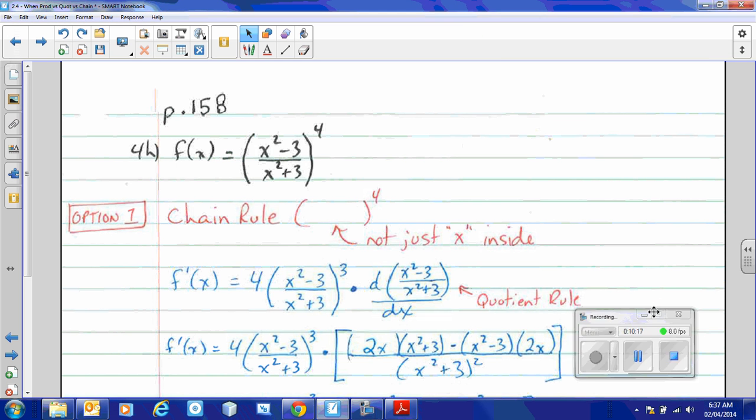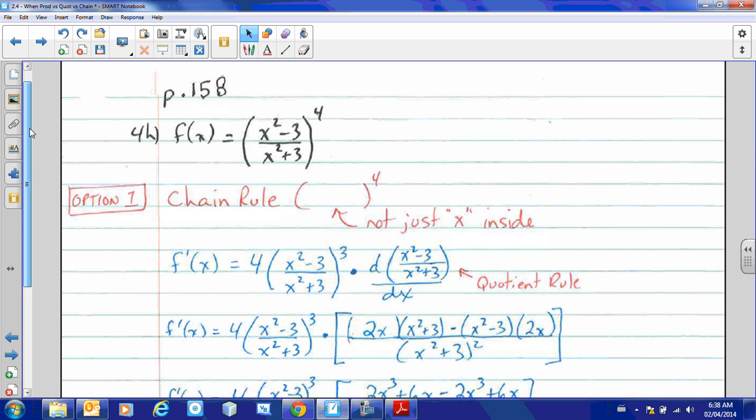Okay, so I took a moment to draw this up on paper. It was a little easier than writing it on the tablet. I'll send you a copy of the PDF of this. So I've done question 4H here on page 158. I had a question about it last night as well, so probably the old two birds with one stone was the best way to go here.